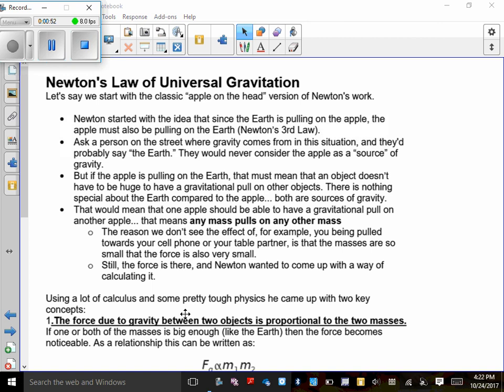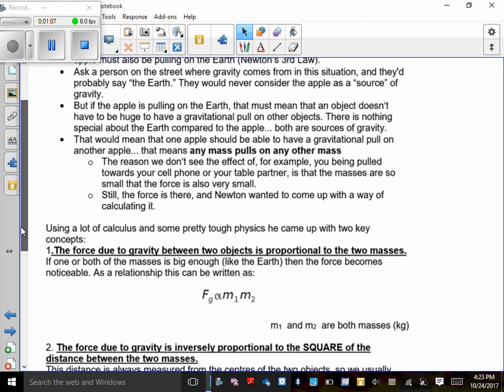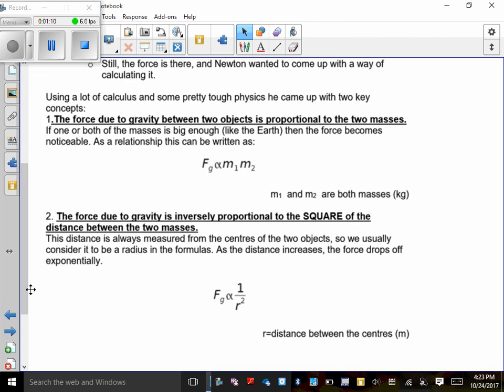The reason we don't see the effect of you being pulled towards your cell phone or your table partner is that the masses are so small that the force is also small. But the force is there, and Newton wanted to come up with a way to calculate it. So, using lots of calculus and some tough physics, he came up with two key concepts. The force of gravity between two objects is proportional to the two masses. As long as one of the masses is big enough, like the Earth, then the force becomes noticeable. So we say force of gravity is proportional to m1 m2, the two masses.